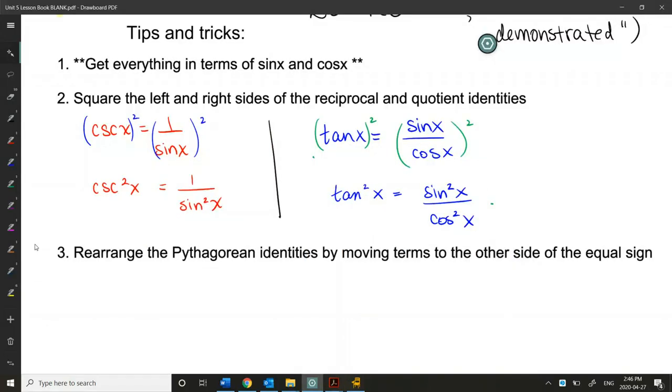All right, our next tip is similar to our second tip, but this one's a little bit different. The tip is to rearrange your Pythagorean identities by moving terms to the other side of the equal sign.